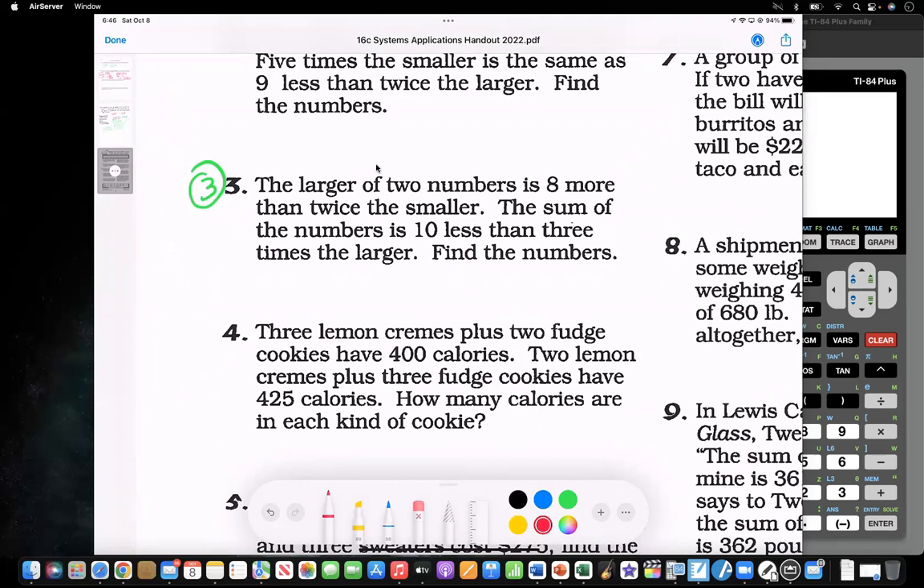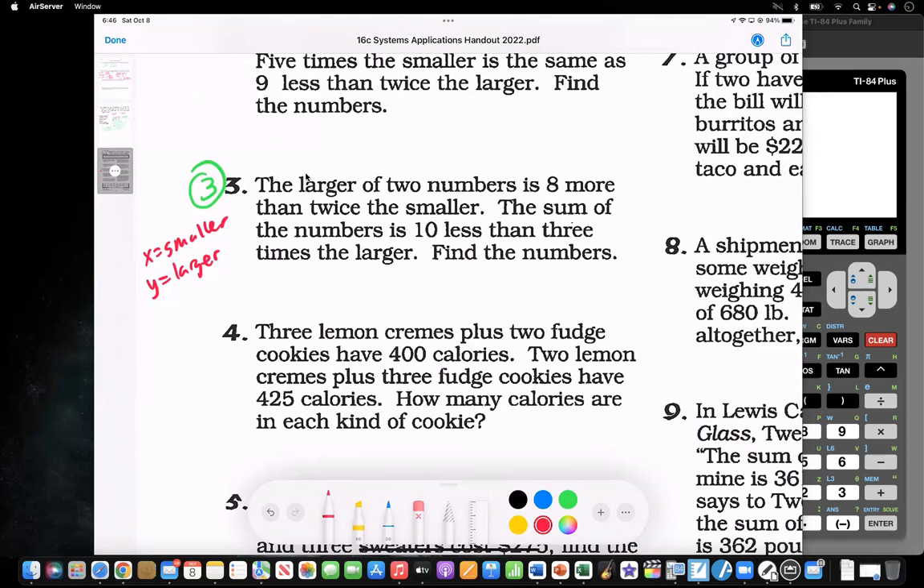Okay, so it says the larger of two numbers is 8 more than twice the smaller. Okay, so it looks like my two things here are smaller and larger. So I could just say x is the smaller and y is larger. Or either way, you could say x is larger, y is smaller, but I'd avoid using S and L because S looks like a 5. If you want to use S and L, that's fine.